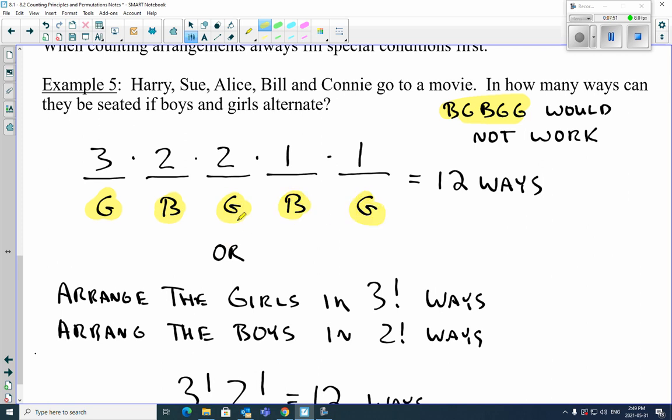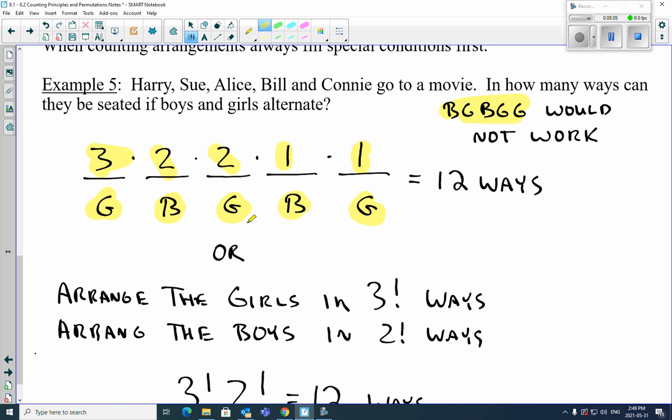So then we look at here, how many girls do we have at the beginning? 3. How many boys? 2. Now, how many girls are left next? Well, only 2 now because one's been taken in that first position, right? 1 boy left because one of them is already used in the other spot, and then 1 girl at the end. So 3 times 2 times 2, right? So 12 ways.